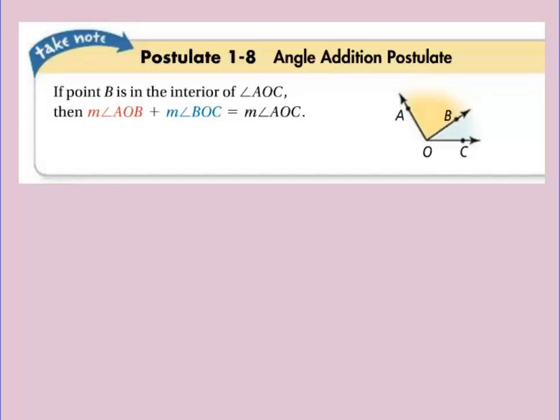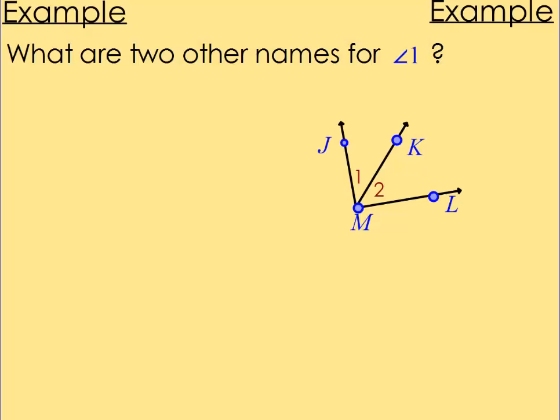Last thing, this postulate, the angle addition postulate. What does this mean? It means if we got 2 adjacent angles, they can be added up and they equal the whole thing. It's just like the line segment. The 2 little chunks add up to the whole thing. The measurement of AOB plus the measurement of BOC adds up to the whole thing, AOC. Let's try this out. So here's some examples. Pause the video.